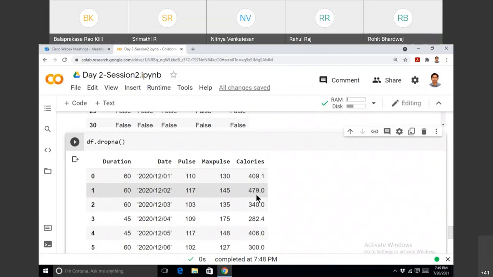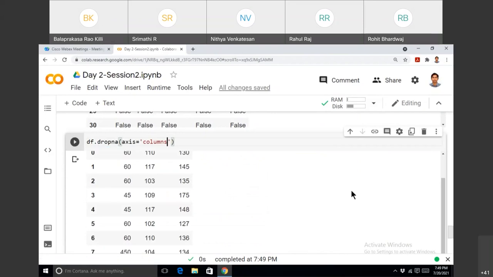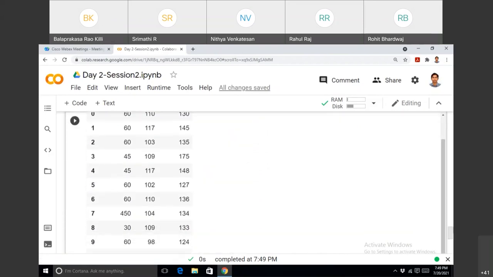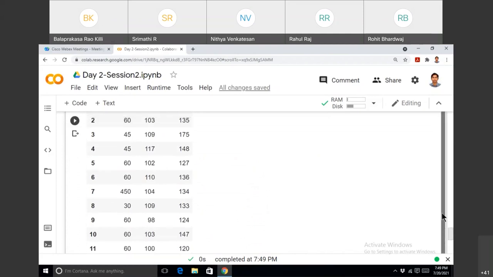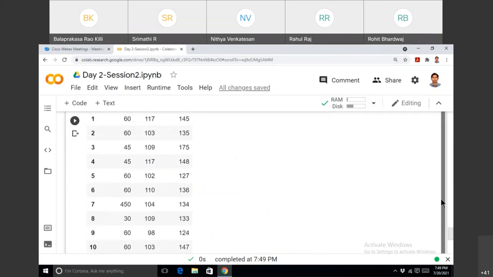Okay, let me give this column wise or axis. So there is this option called axis. Using axis, you can specify whether you want to drop columns or rows. Let me give columns. Now you see wherever null values are there, that column was dropped. Now if you see, there are only three columns. In other columns, null values are there, so those columns were dropped.